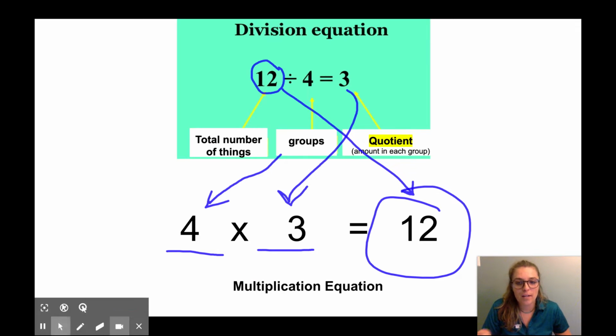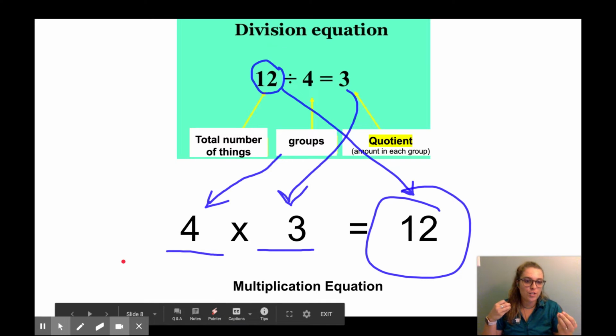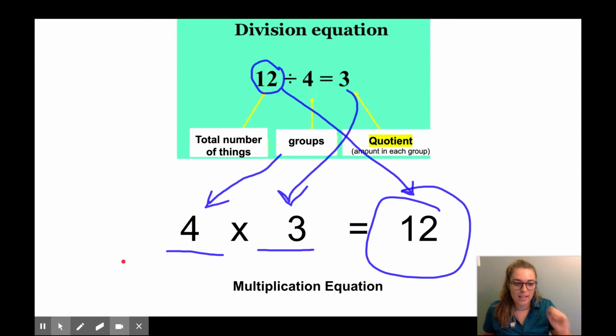So today we're going to practice using our division equations and translating them into multiplication equations to help us solve. Let's get cracking.